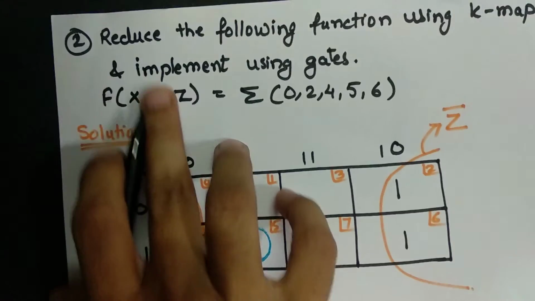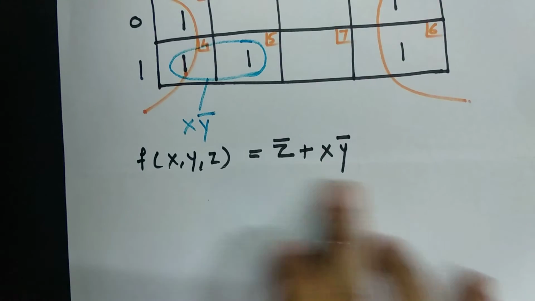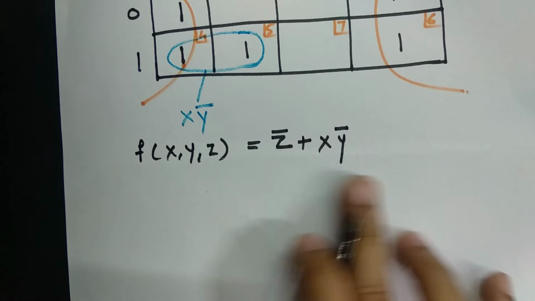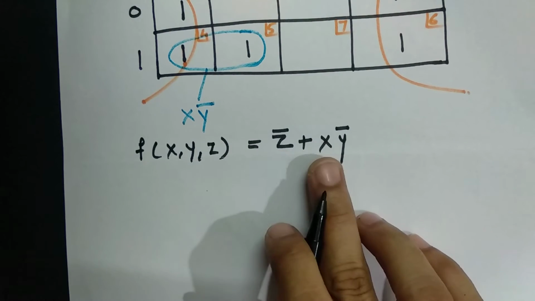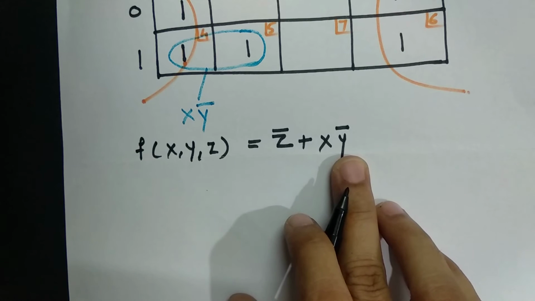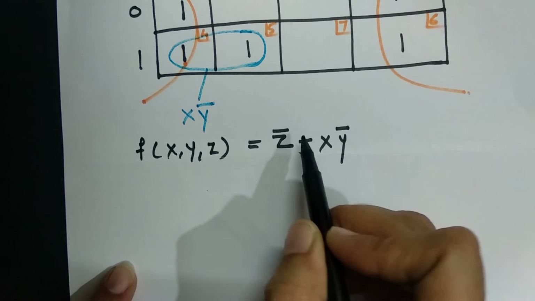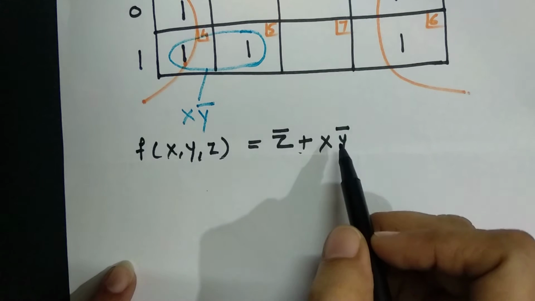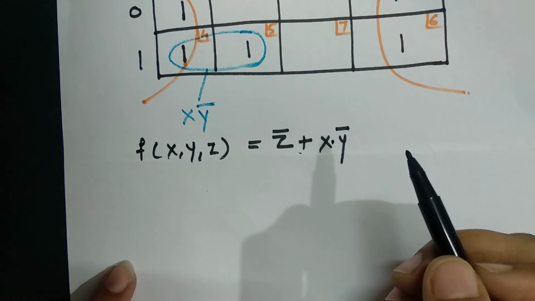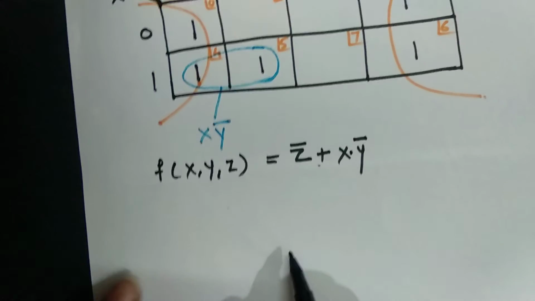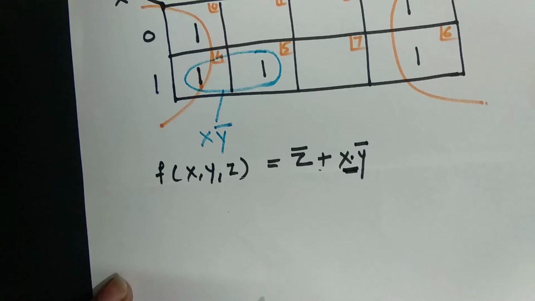Next, the question asks to implement using gates. Now we have to implement this equation using gates. Here variable z is present, x and y are also present. Okay, so we have to use an OR gate at the final stage. In the first stage we are going to use an AND gate. Here it is a dot.